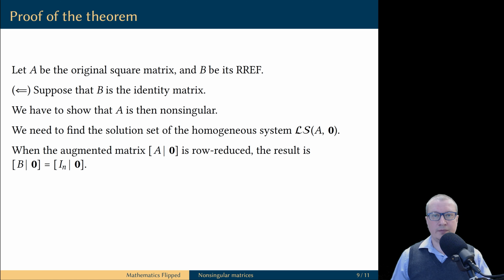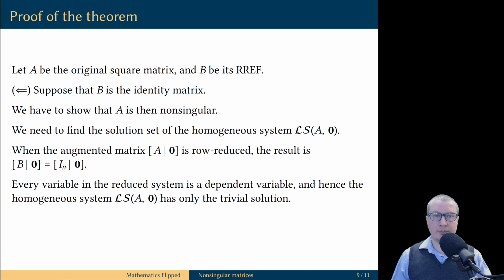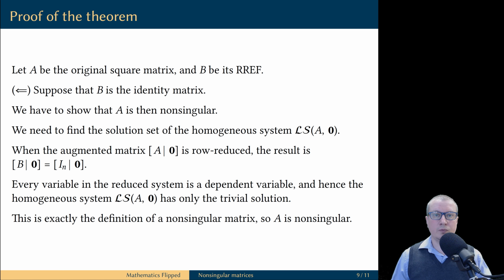This means that when we reduce the augmented matrix of the homogeneous linear system with A as the coefficient matrix, what we will get is the identity matrix plus the zero vector. If you recall what an identity matrix looks like, you will realize that every column of the identity matrix is a pivot column. This means every variable is a dependent variable, and therefore the system has a unique solution. Because it is a homogeneous linear system, this unique solution must be the trivial solution. This is exactly what it means for the matrix A to be non-singular.